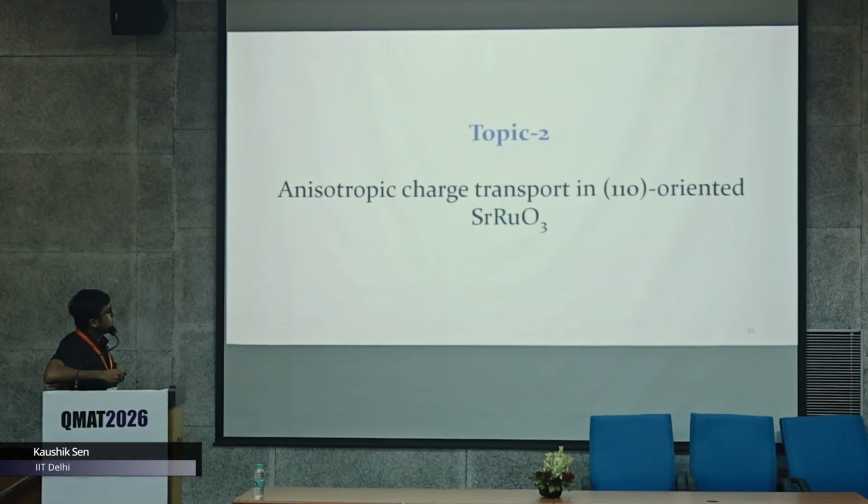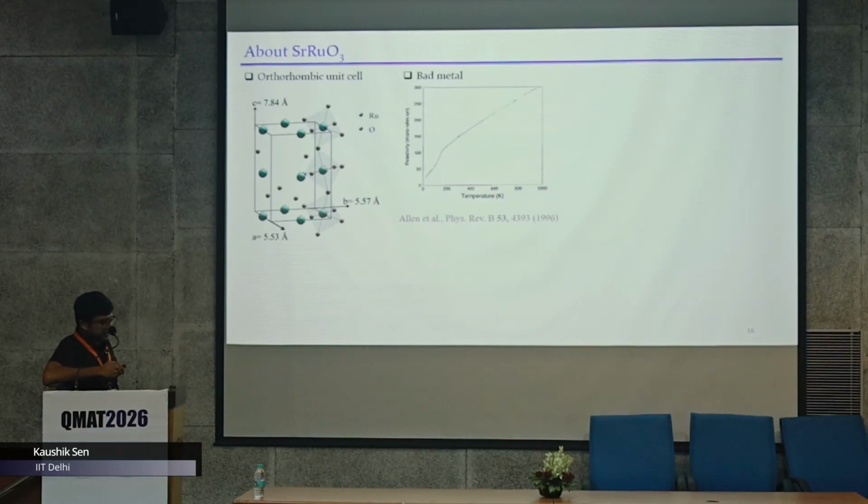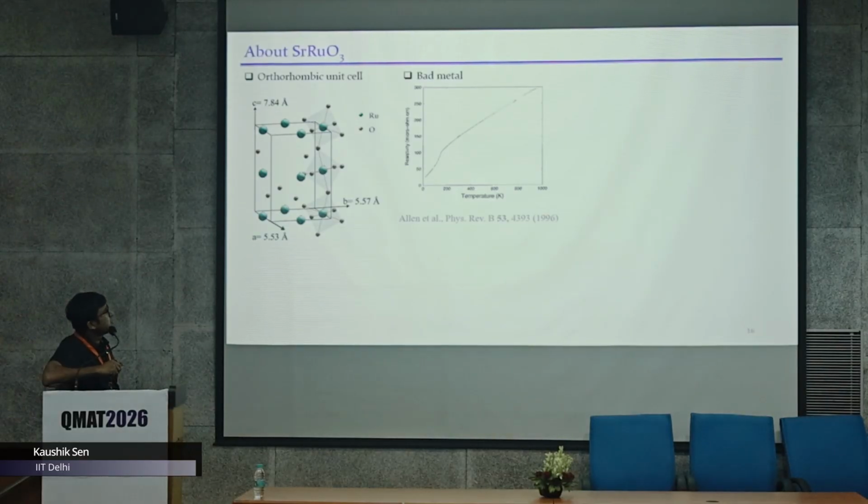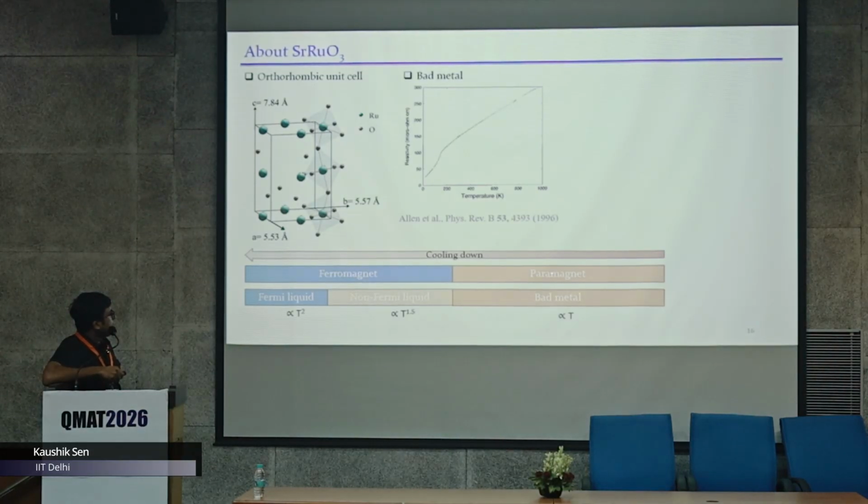Okay, now I go to the experimental results, quite interesting for strontium ruthenate, and you see the strange orientation, 110 orientation. So this orientation means that one axis, the C axis, is in the plane of the thin film. Okay, and strontium ruthenate, you all know, is a very famous compound. If you warm up the system, you get almost linear resistivity. This is a bad metal. Okay, and there is a ferromagnetic transition somewhere around 160 Kelvin, and a paramagnet to ferromagnet transition happens, and also a bad metal to good metal, Fermi liquid type of transition happens in this compound.